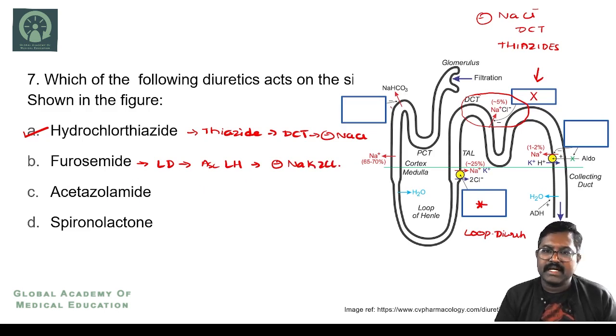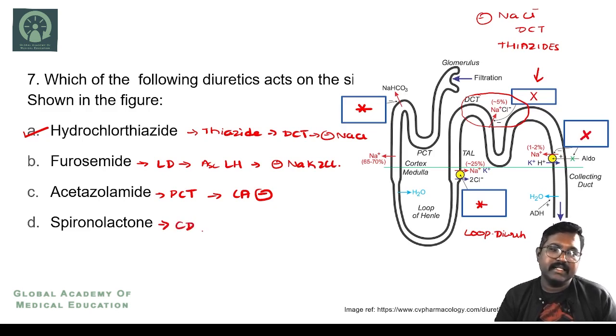What about acetazolamide? This is the site where acetazolamide will act. Acetazolamide acts at the proximal convoluted tubule. It inhibits the carbonic anhydrase enzyme activity. What about spironolactone? Spironolactone will act on the distal collecting duct, where it is an aldosterone antagonist.